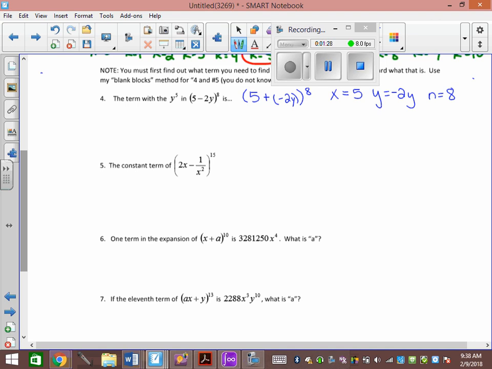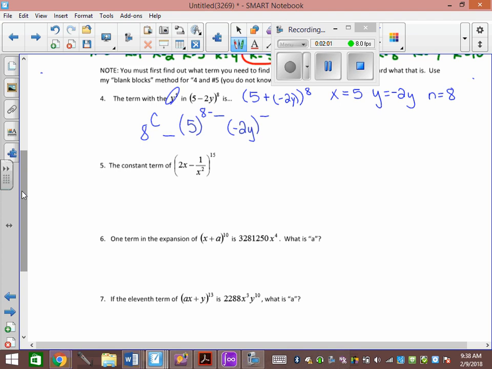The only thing that changes is k, correct? So let's fill in everything we do know and then leave a blank for the k's because we don't know what k is. All we know is that the term has to have a y5 in it. So we're going to go n, which is 8, C blank, because I don't know what k is. And then x to the 8 minus blank. And then y, which is negative 2y, to the blank.